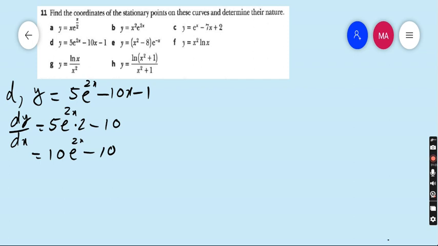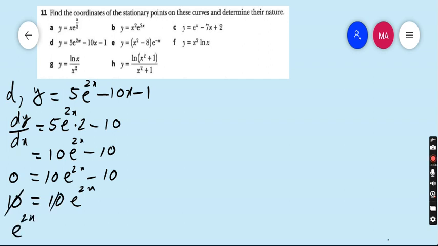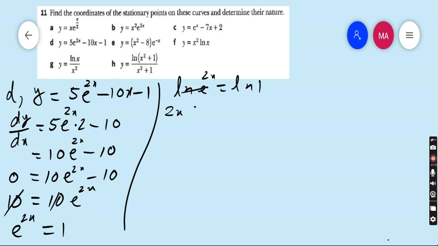Now replace this value by 0. 10 e^2x minus 10 equals 0, so 10 is equal to 10 e^2x. 10 cancels by 10. e^2x is equal to 1. Taking ln on both sides, ln and e cancel, so 2x equals ln 1. You can find ln 1 with the help of a calculator. ln 1 is 0, and 0 divided by 2 is 0, so x is 0.